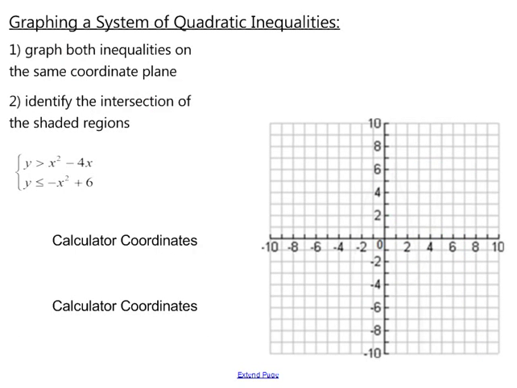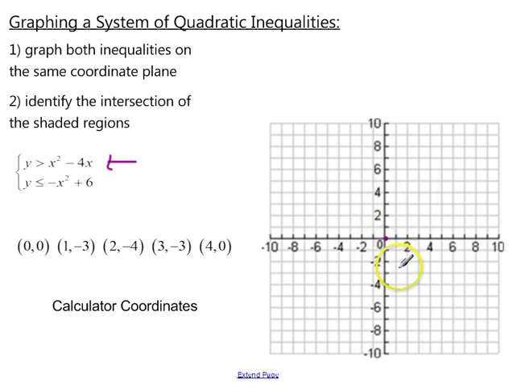When we're graphing a system of quadratic inequalities, first you want to graph both inequalities on the same coordinate plane. Then identify the intersection of the shaded regions. So let's go ahead and graph this first one. I'm going to graph it in purple. So when you put the equation into the calculator and use the table, these are the coordinates you should get. So now we can go ahead and plot.